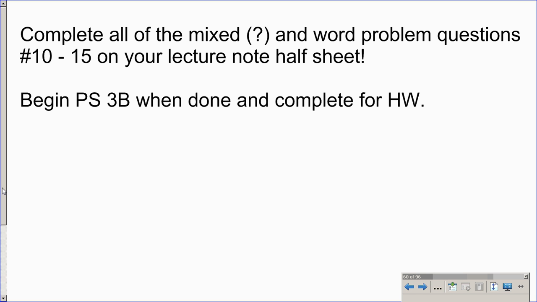Looking at number 10, the density of lead is 11.3 grams per milliliter. What is the mass of 45 milliliters of a metal? All right, so what is the conversion factor that's given to us just in plain sight right here?